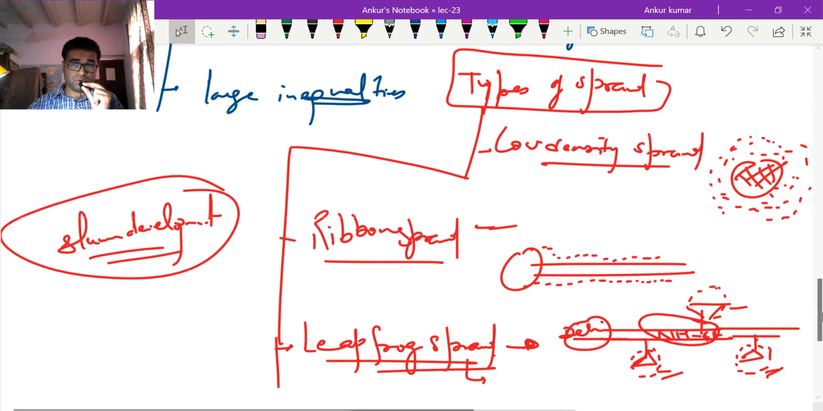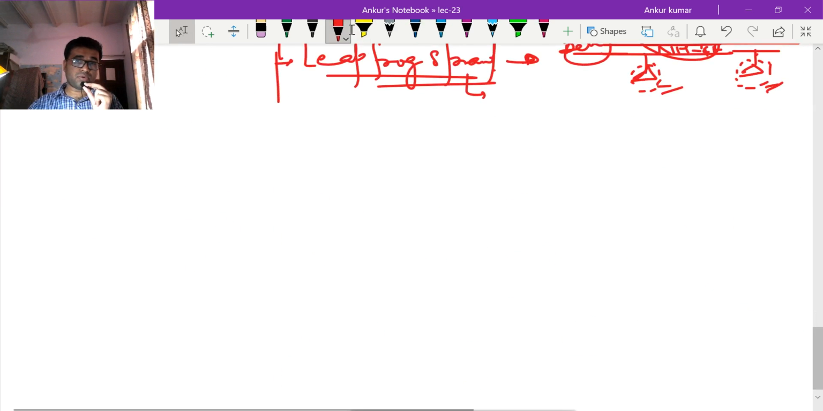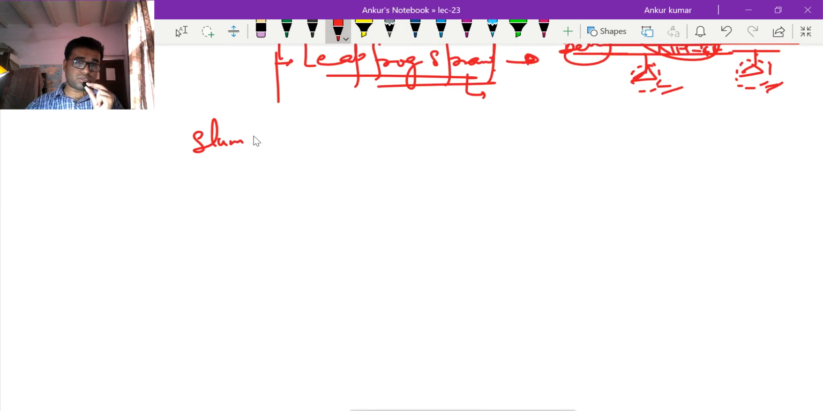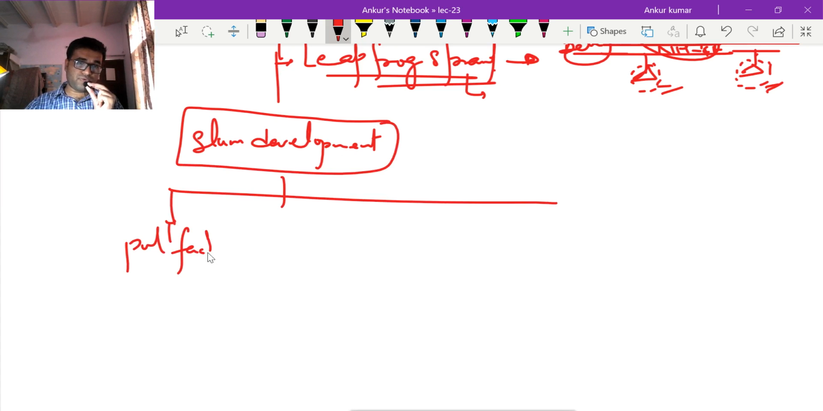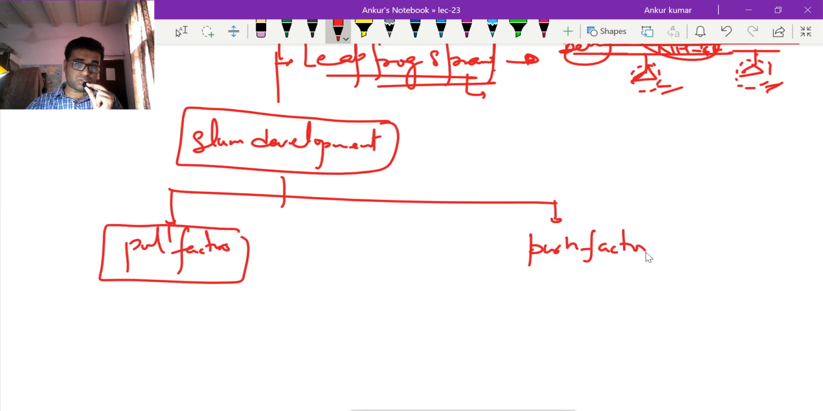So first of all, what are the factors which led to the development of the slums? You have to study the factors which lead to the development of slums, again in two types. One is the pull factors. There are the pull factors which are operating in the cities, and there are the push factors which are operating in the rural landscape or the rural areas.